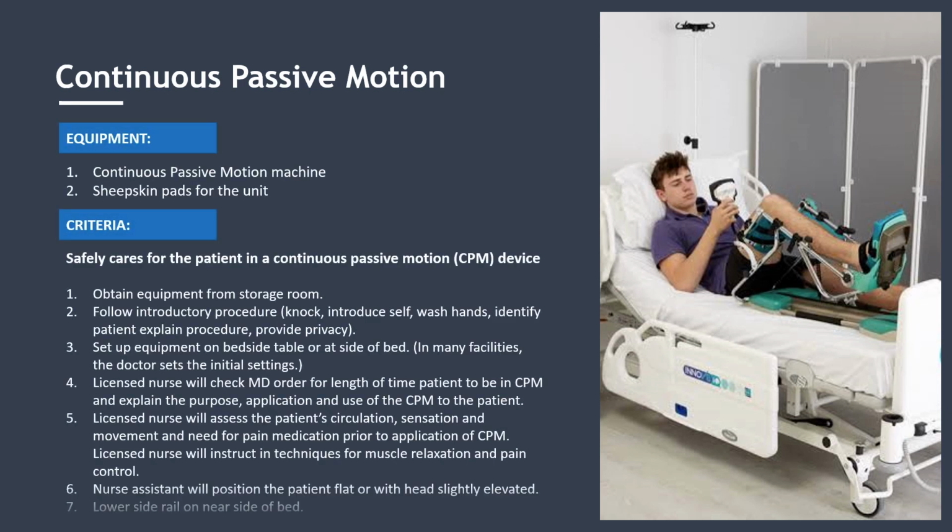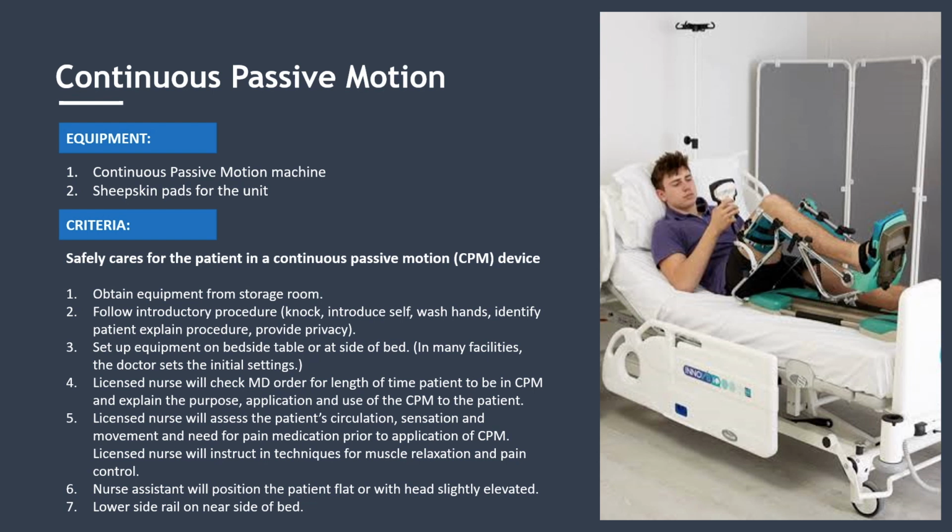Continuous passive motion. The equipment is the continuous passive motion machine and sheepskin pads for the unit. Safely care for the patient in a CPM device. Obtain equipment from the storage room. Follow introductory procedure. Knock, introduce self, wash hands, identify patient, explain procedure, and provide privacy. Set up the equipment on the bedside table or at the side of the bed.